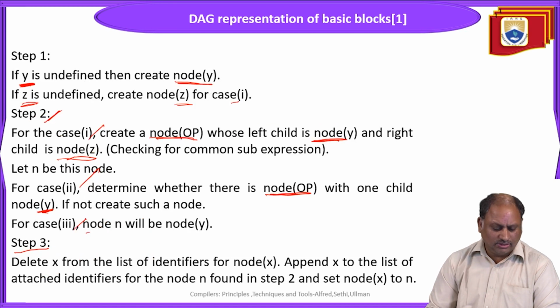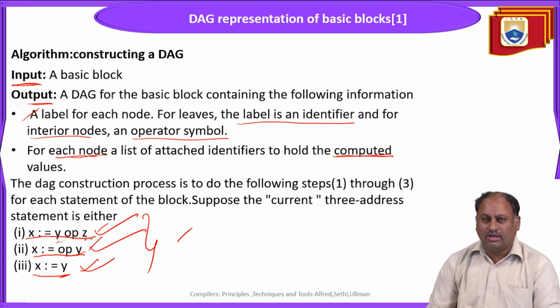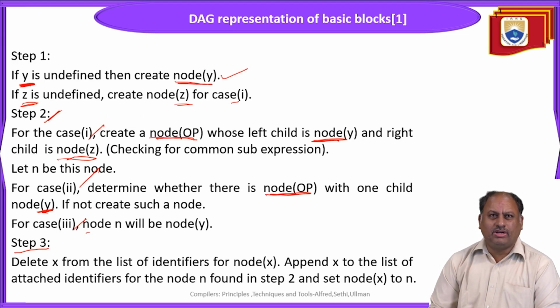In this case, if y is undefined, then consider node of y only. If z is not undefined, in that case, if y and z are undefined in the particular case, step 1, that means only x is available, y and z are not defined. So in that case, we are going to label only the node y and node z. If y is undefined, we are going to create node y. If z is undefined, we are going to create node z.